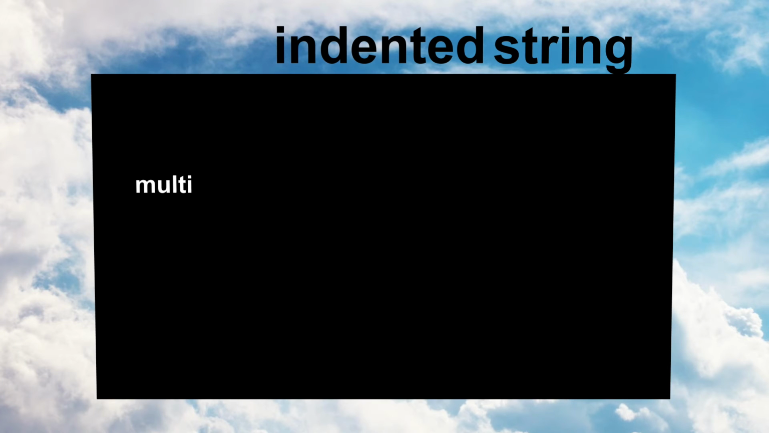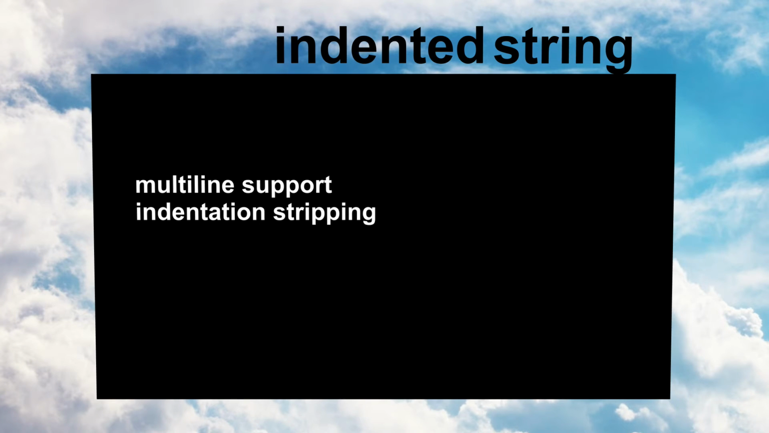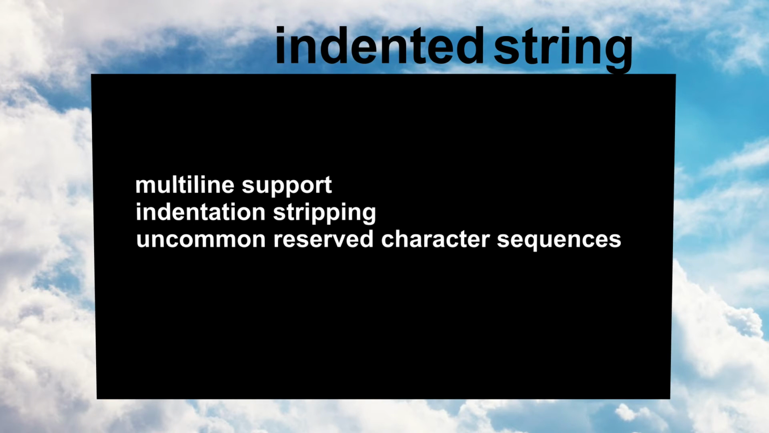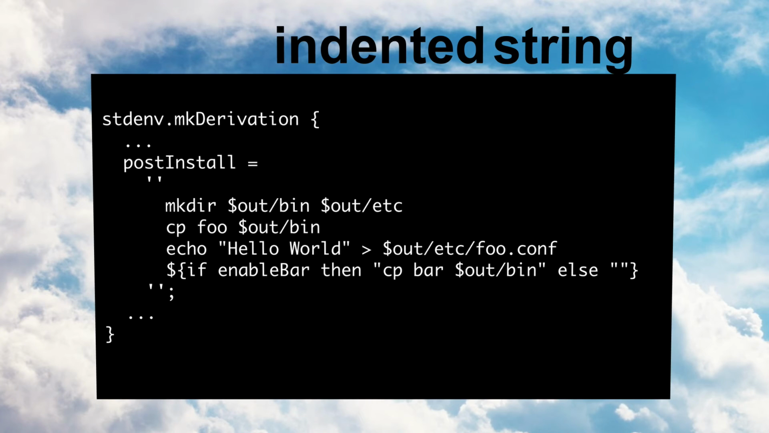The combination of multi-line support, indentation stripping, uncommon reserved character sequences, and escaping rules make indented strings ideal for embedding shell scripts and configuration files in your Nix expressions. For example, consider the following Nix expression. This snippet specifies a post-install shell script. The double quotes in echo hello world do not require any special treatment since double quotes are not reserved characters in an indented string.